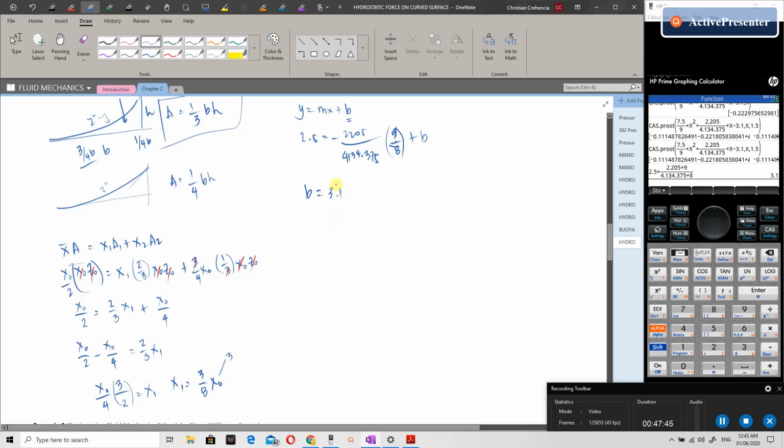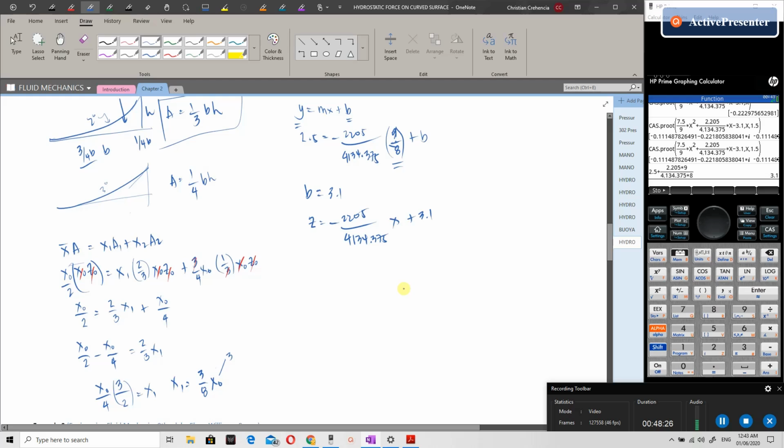Okay, so we have 3.1. So, yung formula or equation ng line natin, nung line of action of force, is equal to, gawin ko itong z, no? Itong y. Z is equals to, ang slope natin, again, negative, pababa, 2205 over 4134.375. Okay? Then, variable pa rin tong x plus 3.1.